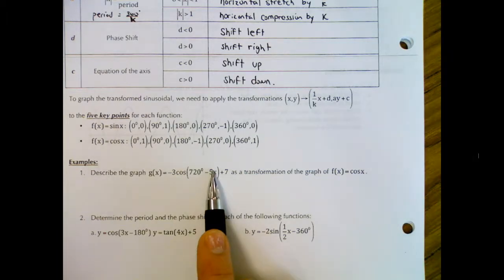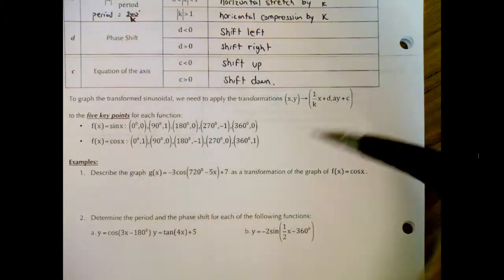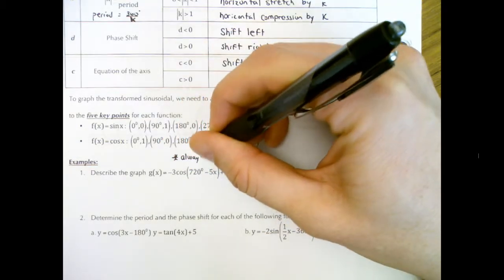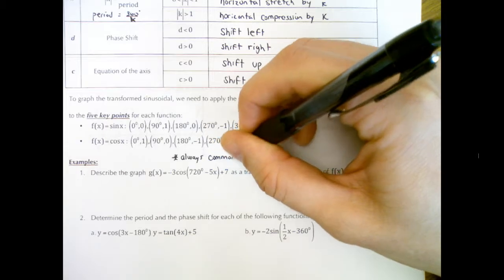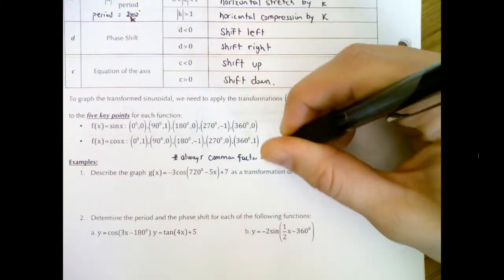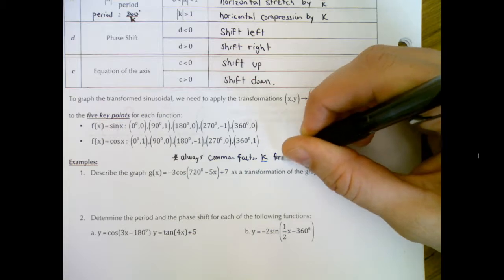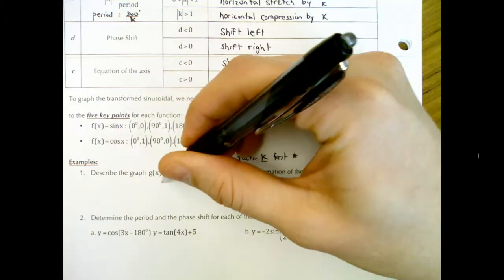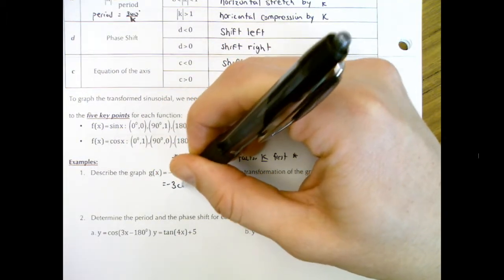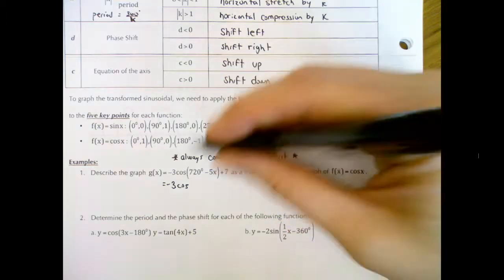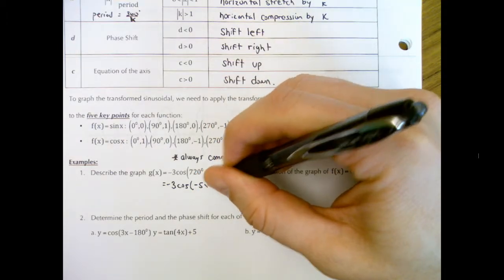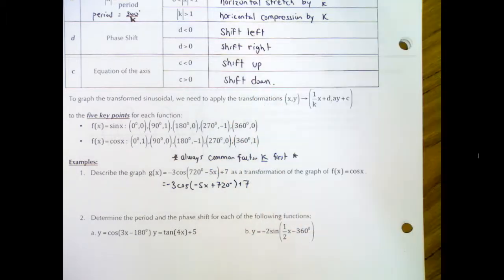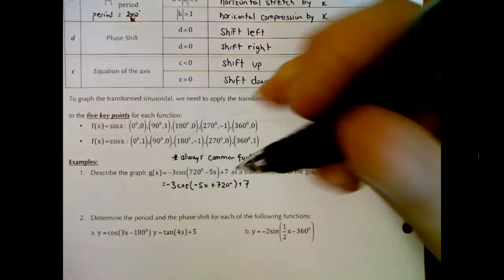So as you can see, we don't have the k common factored out. So I'm going to put a star here. Always common factor k first. If you don't common factor your k, you're going to get the wrong transformations, and that's for any function. So I'm going to rewrite this, negative 3 cos. I'm going to write the negative 5x first so it's easier to see what we're going to common factor. And that'd be plus 720 plus 7. And now I'm going to common factor that negative 5.